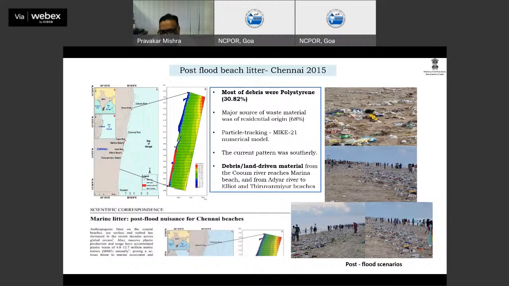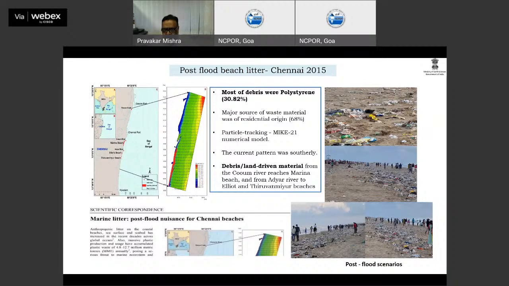Another important thing is that our beaches are getting highly contaminated, highly polluted. And this scenario is just after a flood. You can see the right-hand side photographs. This is the recent flood that happened in 2021 in Chennai. This is Marina Beach, one of the longest, widest beaches of the country, completely flooded with litter. Because, as I said in some of my earlier slides, the minor rivers and rivers which flow through urban areas are the major contributors of marine litter.